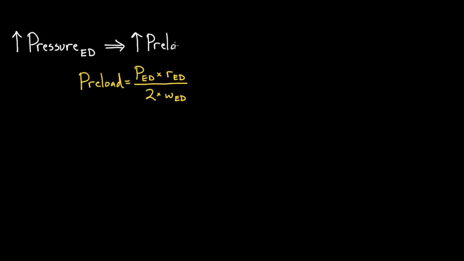So the first change that you would see is, you remember there's that equation around preload equaling, we know, pressure at the end of diastole times radius at the end of diastole. And of course, then if pressure goes up, then preload would go up. And we know that wall thickness times 2 is in the denominator. So the first thing I would say is, if pressure goes up, or if that's our assumption, then we have to assume that preload would go up as well. So that's the next thing.